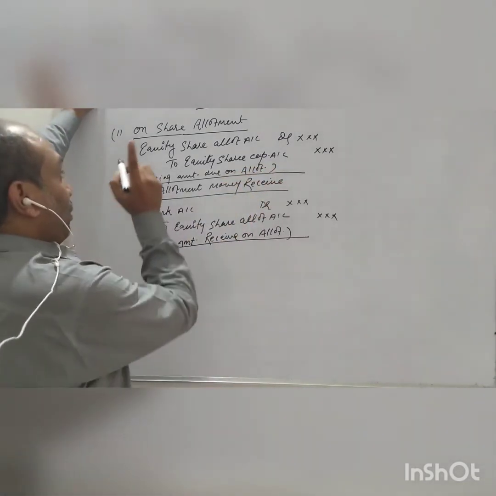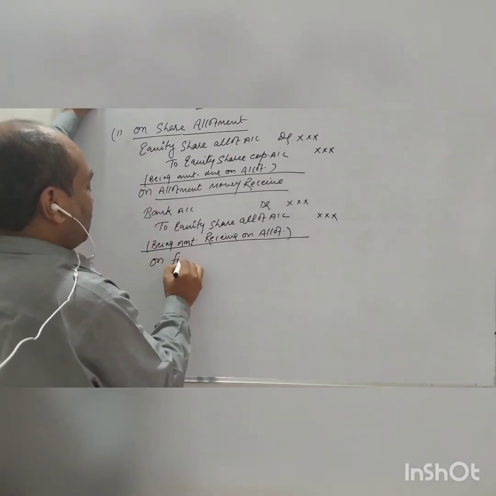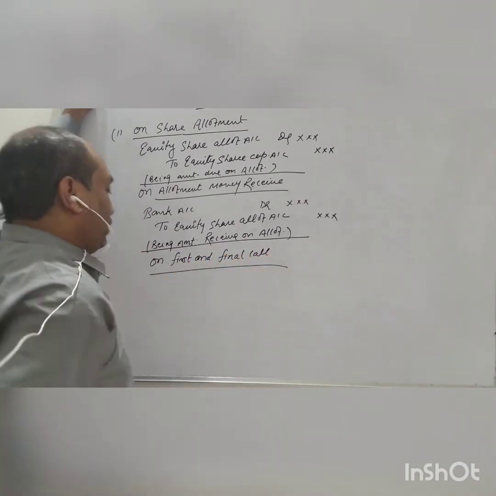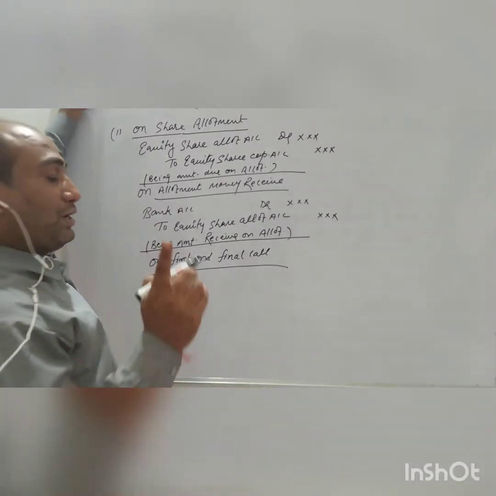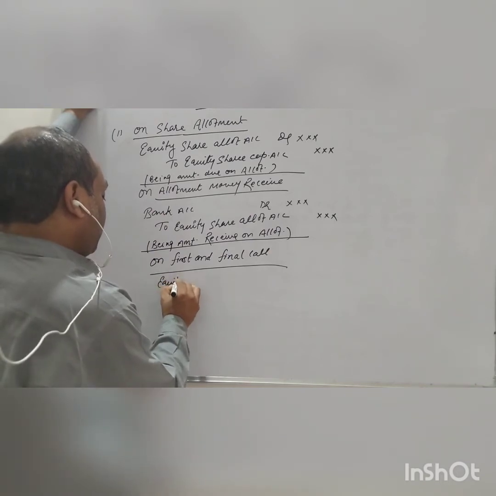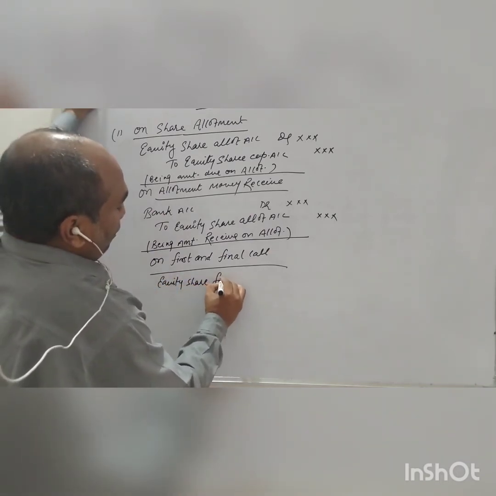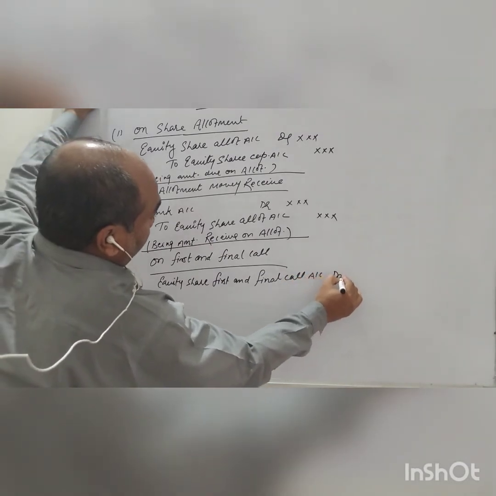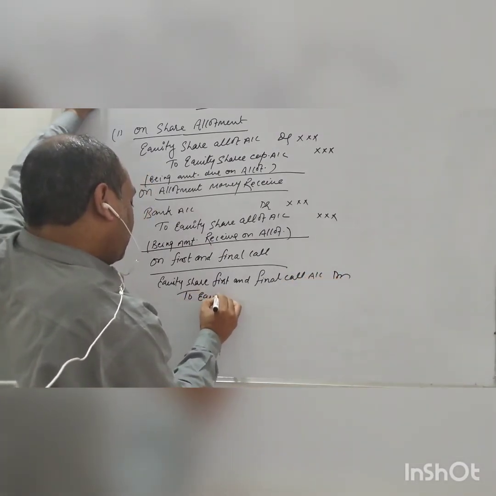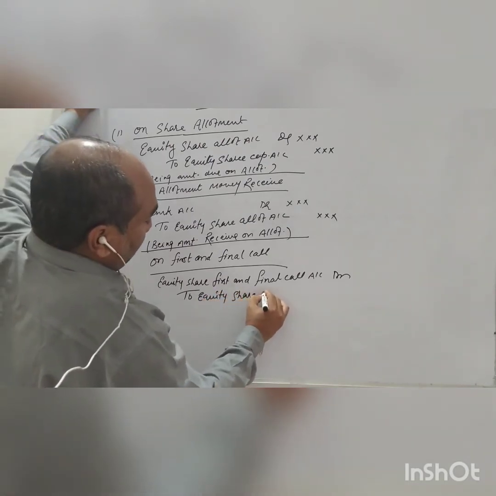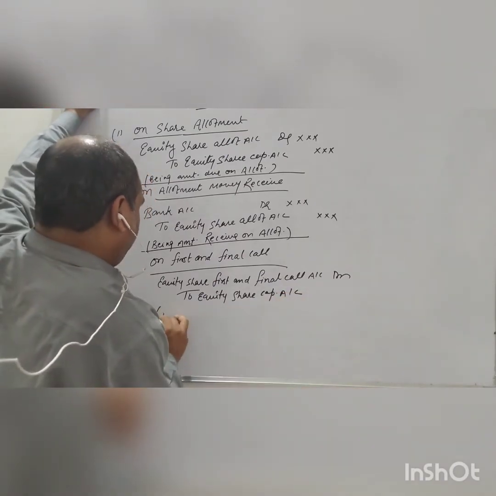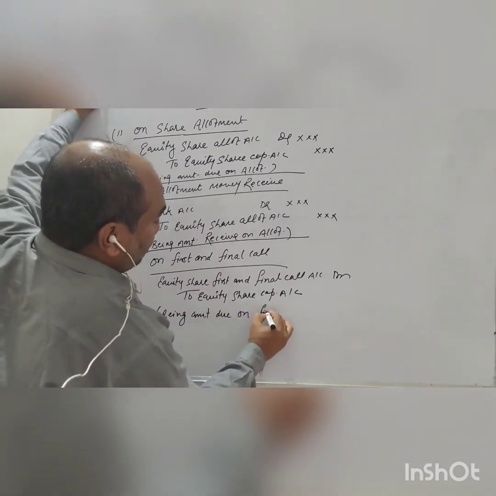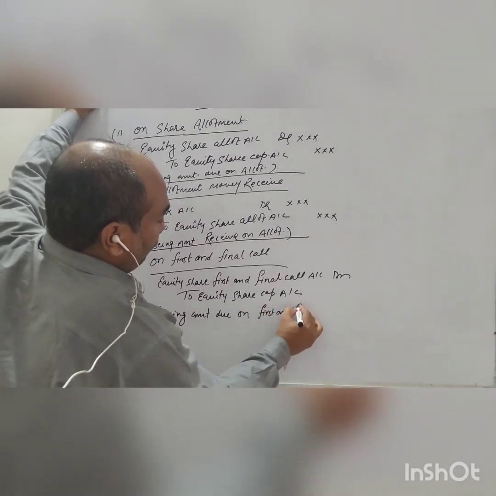Now on the first and final call, the due entry will be equity share first and final call account debit to equity share capital account, being amount due on first and final call.